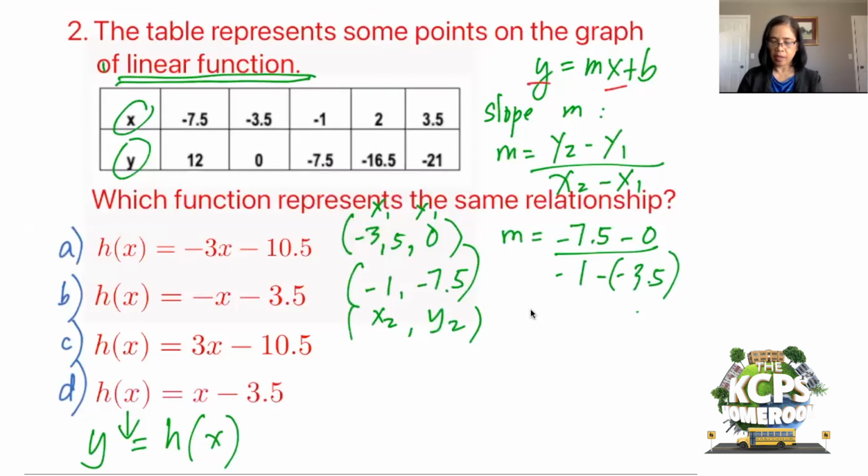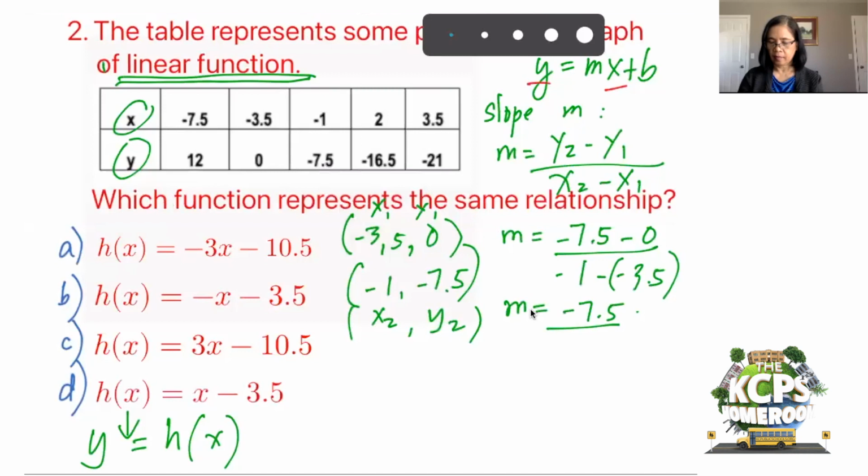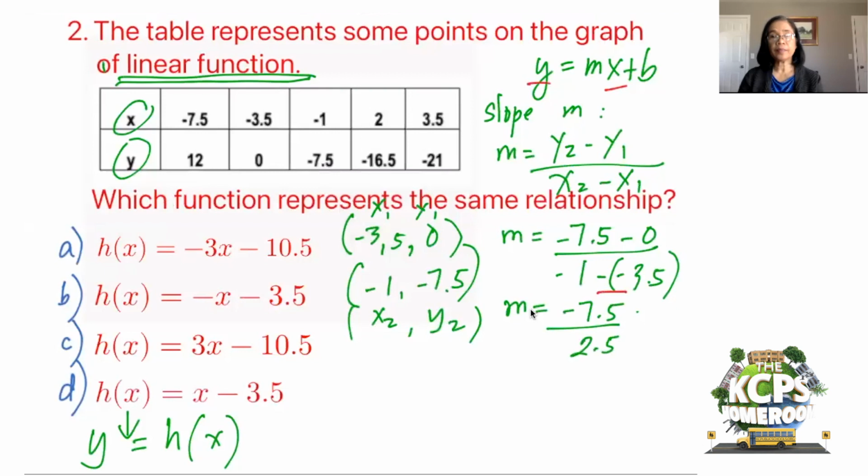So m here, if we simplify, gives us negative 7.5 over, this becomes plus. So if we simplify, negative 1 plus 3.5, this will give us 2.5. So the value for m here, get your calculators, is negative 3. So now we have the value of m.